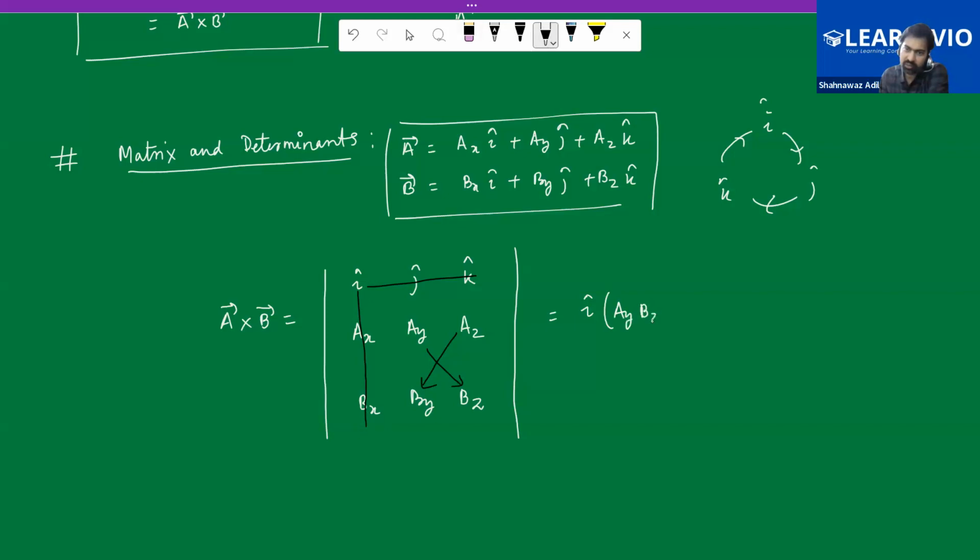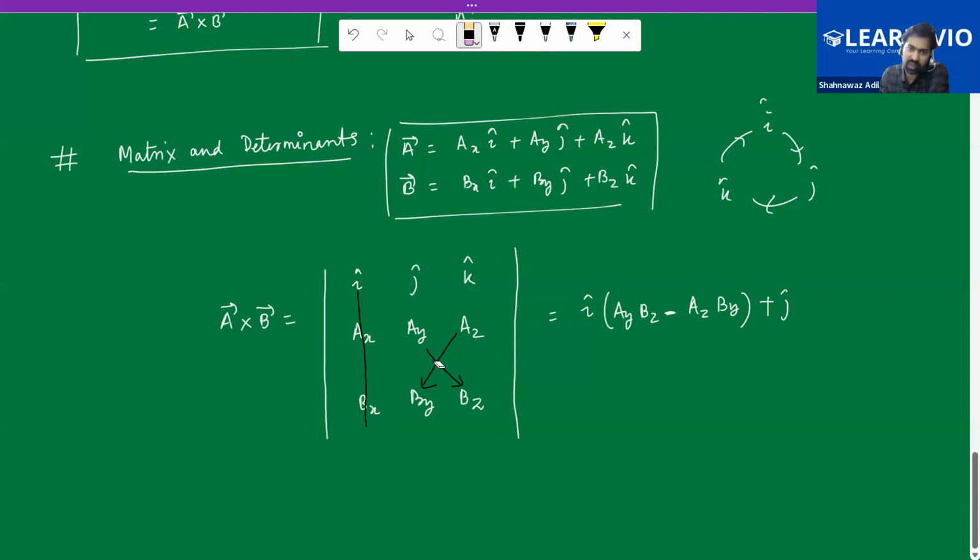AYBZ plus AZBY. You have to do subtract. You have to take this, minus AZBY. So this part is it. Now what you do is that you cover. Now you have to take this jth column.